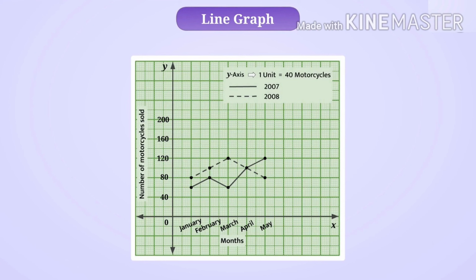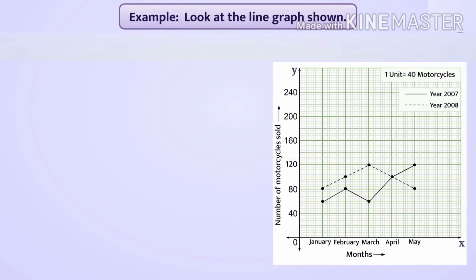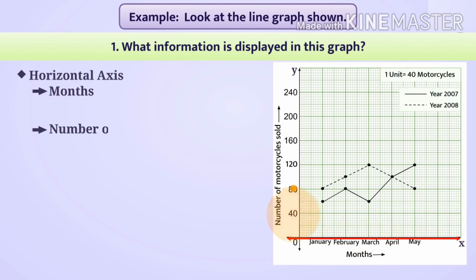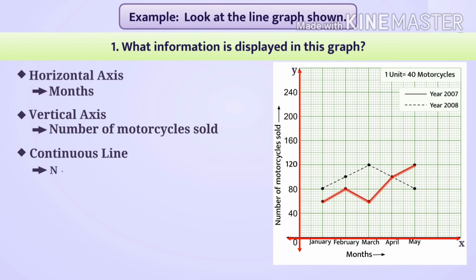So this type of information can be used to compare the data. Let's take this example to understand it better. For this example, let's take the first question. What information is this data asking for? As shown by the months and, on the y-axis, the number of motorcycles sold, we can say there are two sets of data, as I already told.